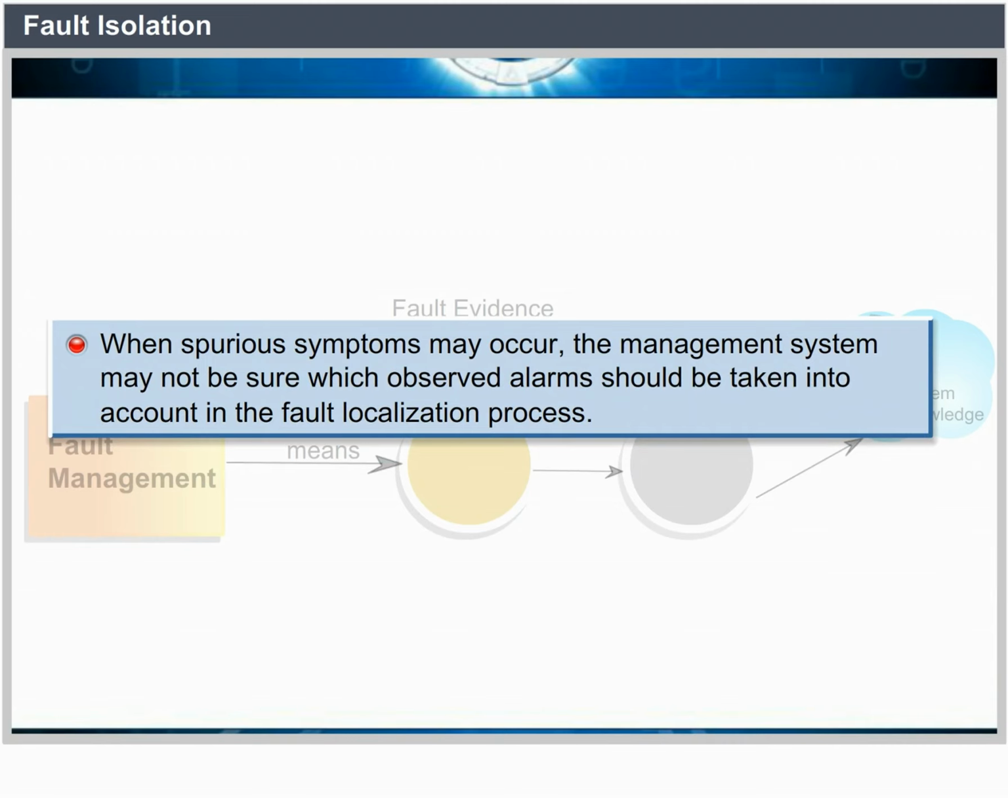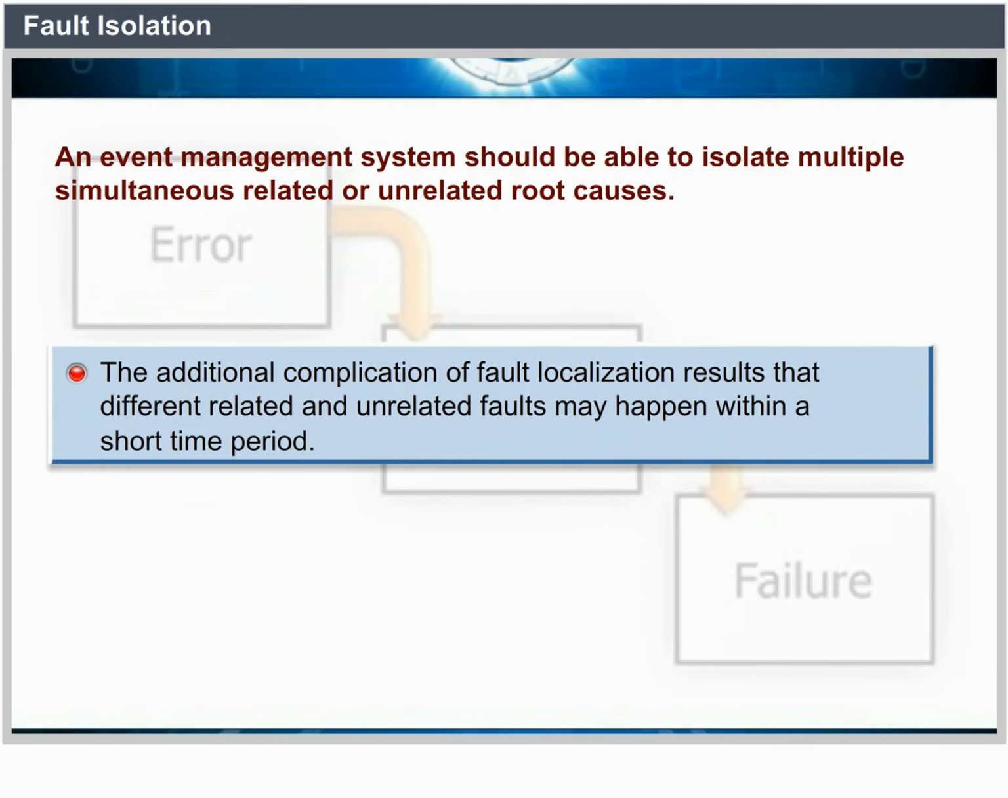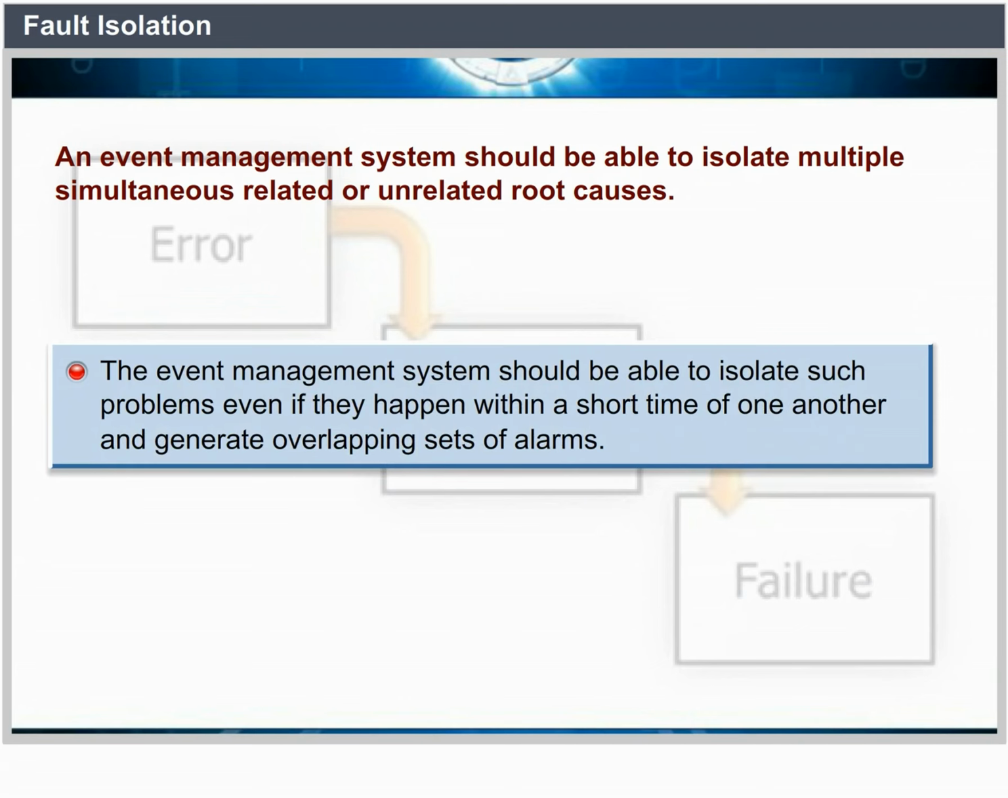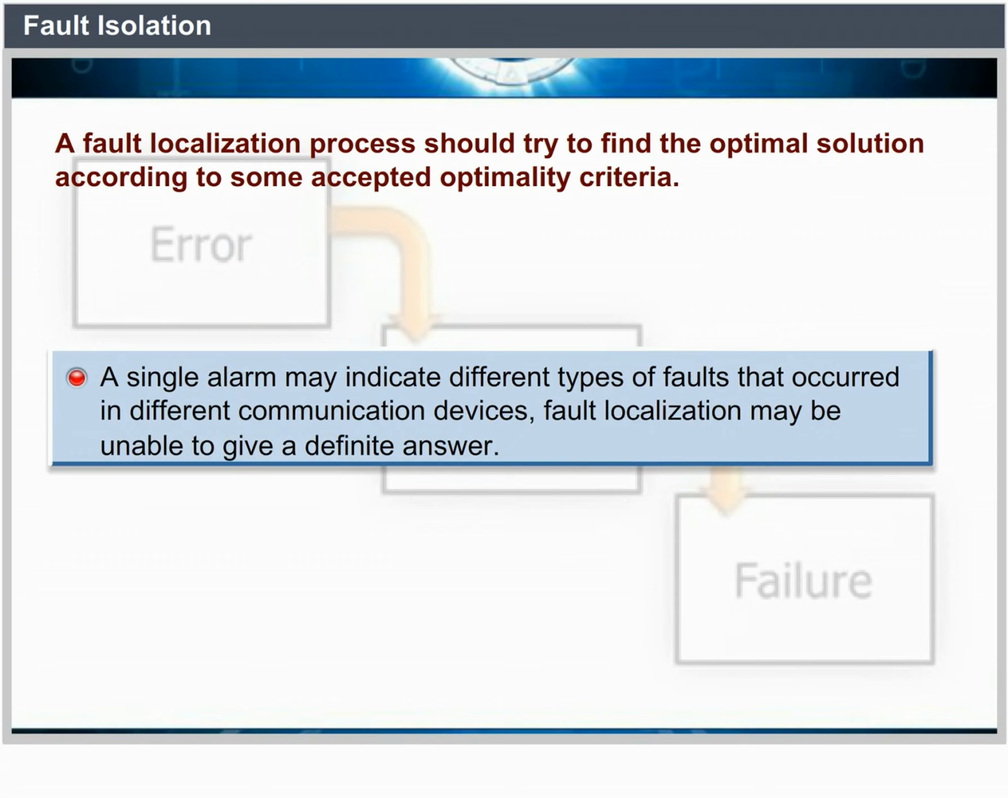An event management system should be able to isolate multiple simultaneous related or unrelated root causes. The additional complication of fault localization results from the fact that different related and unrelated faults may happen within a short time period. The event management system should be able to isolate such problems even if they happen within a short time of one another and generate overlapping sets of alarms. A fault localization process should try to find the optimal solution according to some accepted optimality criteria. A single alarm may indicate different types of faults that occurred in different communication devices.